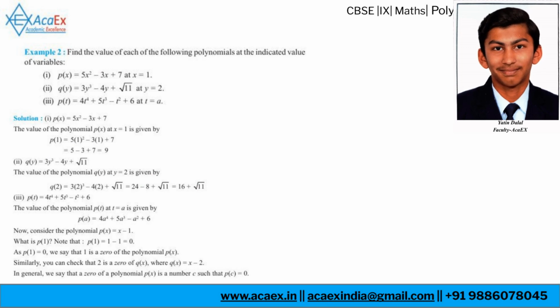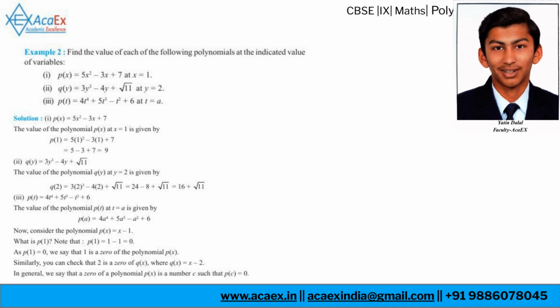Example 2. Value of a polynomial. Problem. Find the value of each of the following polynomials at the indicated value of variables. 1. p(x) equals 5x squared minus 3x plus 7 at x equals 1. Solution. p(1) equals 5 times 1 squared minus 3 times 1 plus 7, which equals 9.